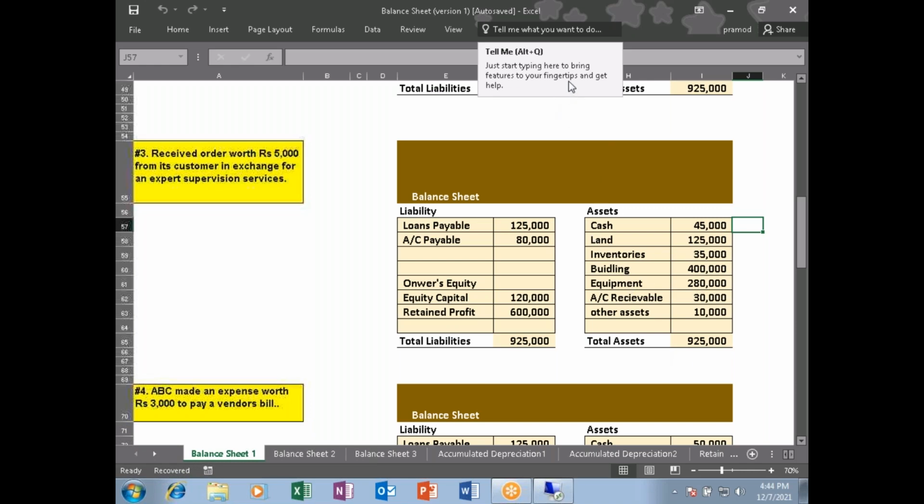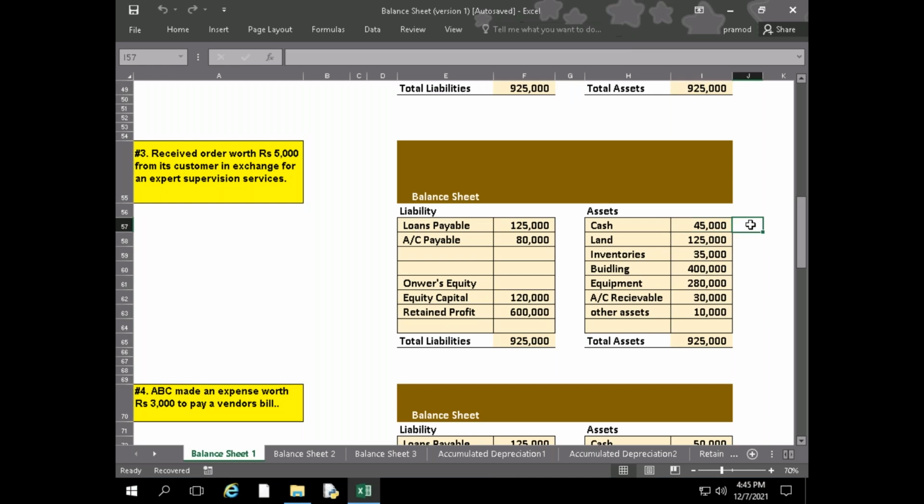Okay, fine. You leave cash, the second we have to balance. Cash you need to increase, correct? So it's 5,000 plus 5,000. That should be 50,000.